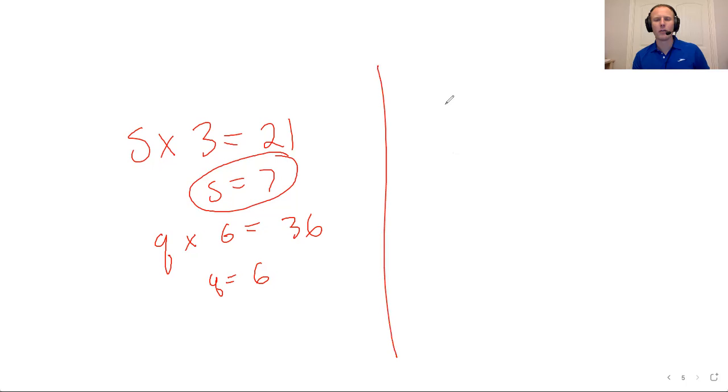So that's the last point I want to make here. Let's do a different problem. 4 times R equals 24, R equals 6. What that's saying is that anywhere you see an R, you can replace it with a 6. You can go ahead and put a 6 in there to make it true.